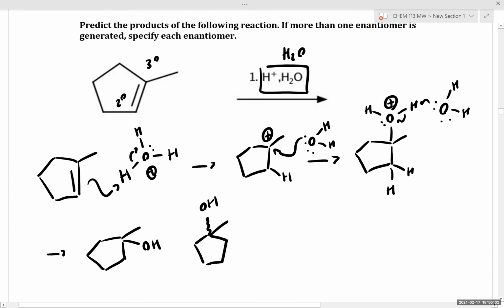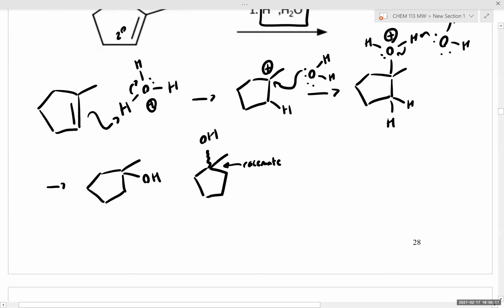Is everyone familiar with what this squiggly line means? This line typically indicates that at the stereocenter, we have a racemate. So we get a mixture of diastereomers at that center. In this case, it doesn't matter. We just get a single product here.